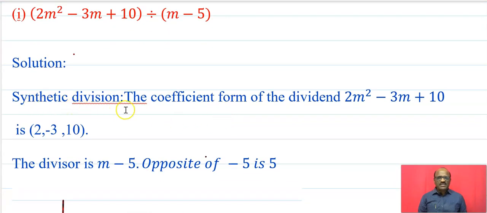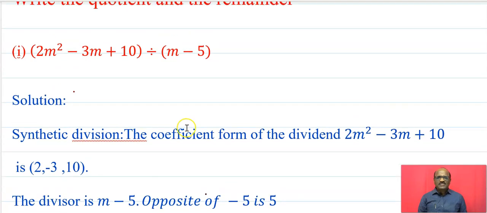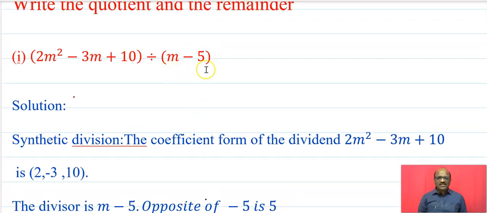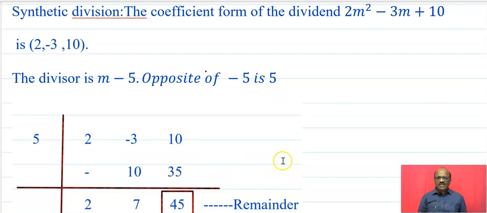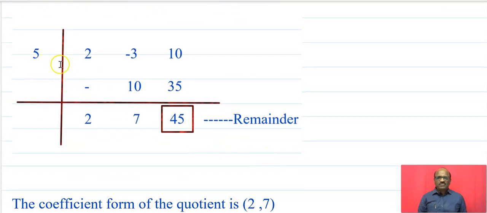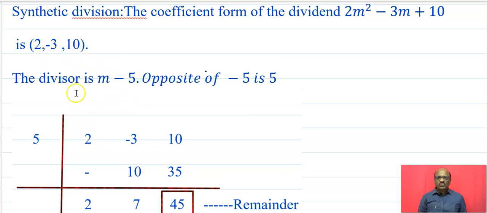Now see the synthetic division. The coefficient form of the dividend is 2m square minus 3m plus 10. Their coefficients are 2, minus 3, plus 10. What is the divisor? The divisor is m minus 5. Therefore, m equals 5, the opposite of minus 5. Now again, we'll write this 5 to the left of this vertical line. And the coefficients are 2, minus 3, 10.